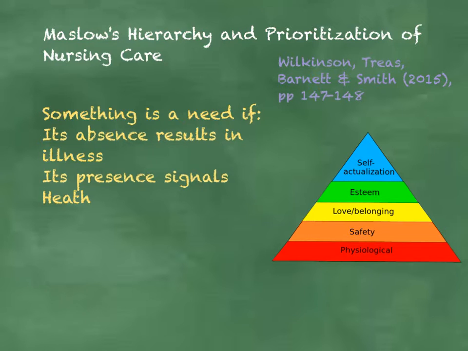Human beings need to be safe and they need to feel safe. So we have physical safety, we have emotional safety. And in that category, we put things like risk for infection, risk for falls, risk for injury, as well as maybe our anxiety needs.